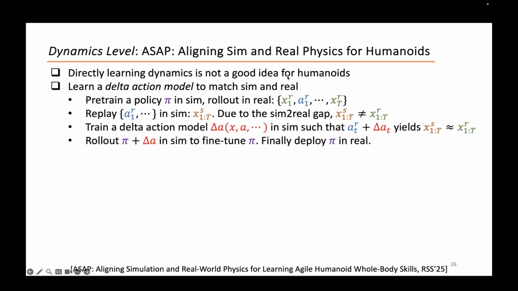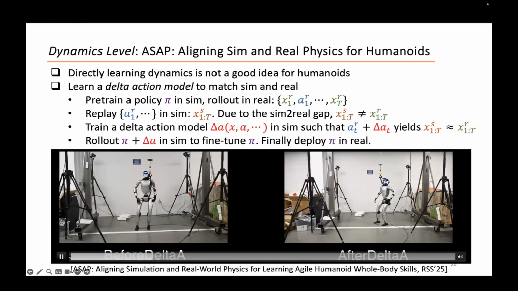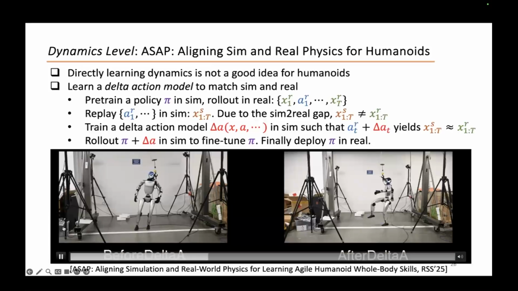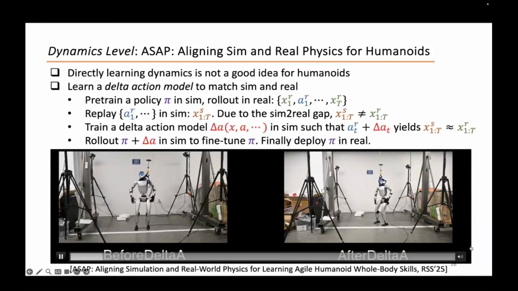And here are some examples of how it works. You can see in this video, the left is before we fine-tune the policy with delta A. I want you to pay attention to the ankle part of the robot. It's a single leg balancing problem. The ankle is a little bit shaky. Let me play the left video again. You can see it can still do the single leg balancing, but it's a little bit shaky. And the right one is after we fine-tune the model using learned delta A. You can see that it's much more stable.